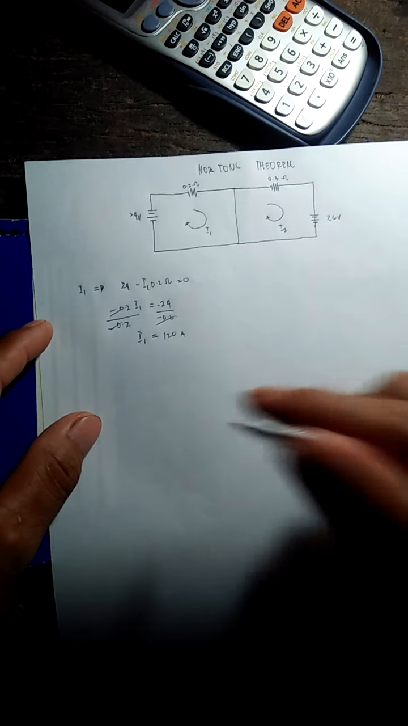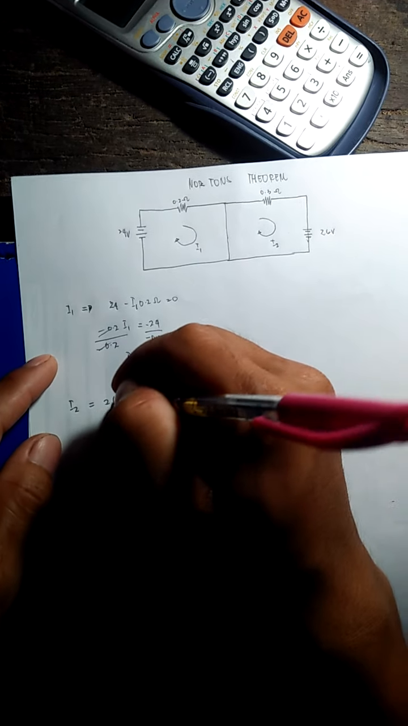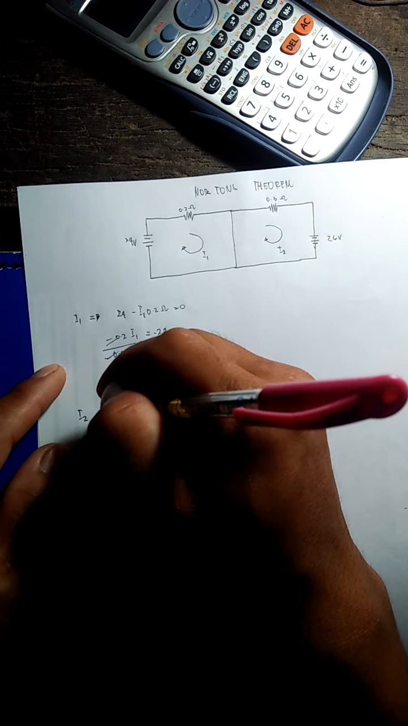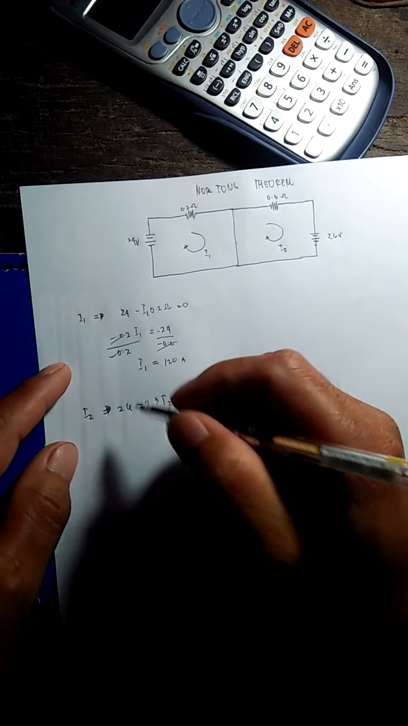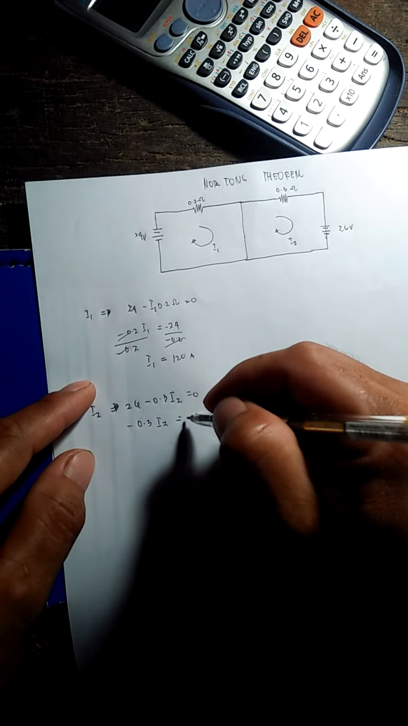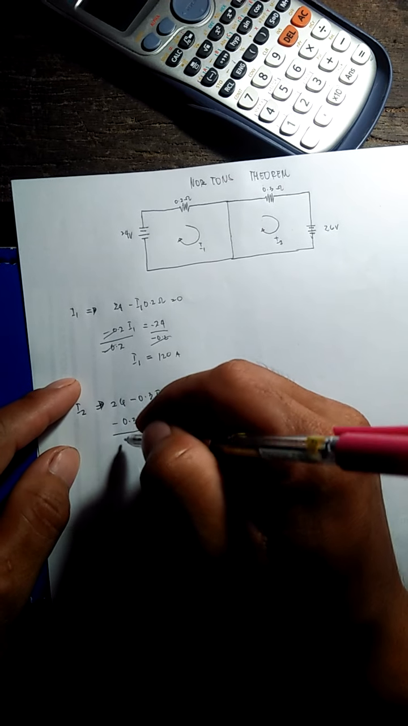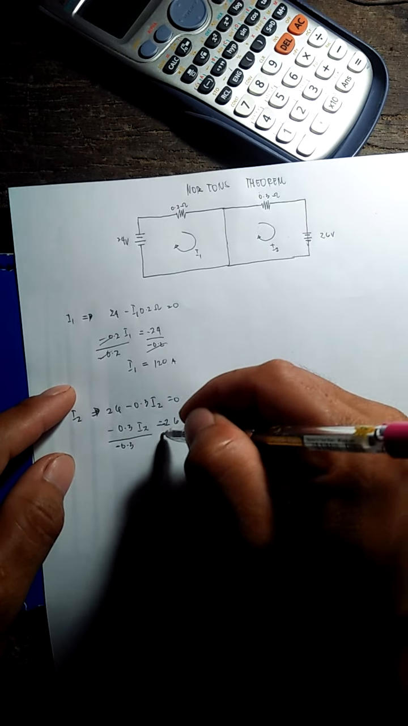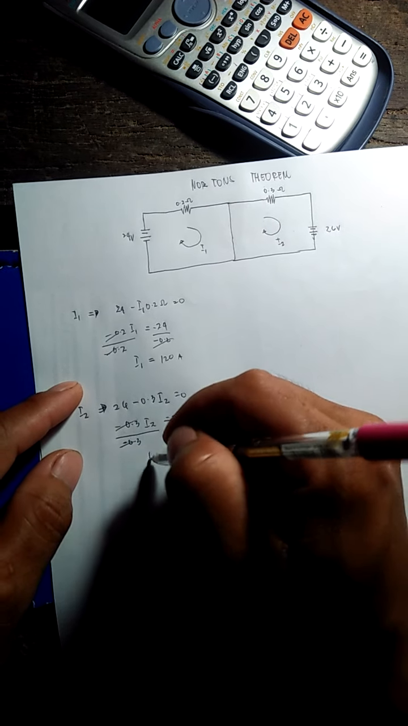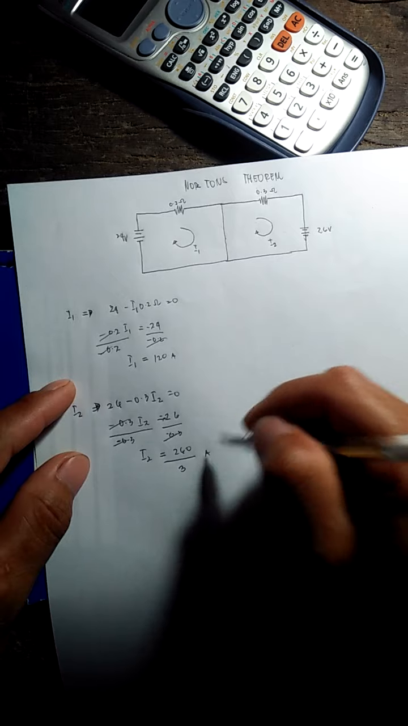Then I2 is equal to 26 minus 0.3 I2 is equal to 0. So solve: negative 0.3 I2 is equal to negative 26. Divide both sides by negative 0.3, cancel out. So I2 is equal to 260 over 3 ampere.